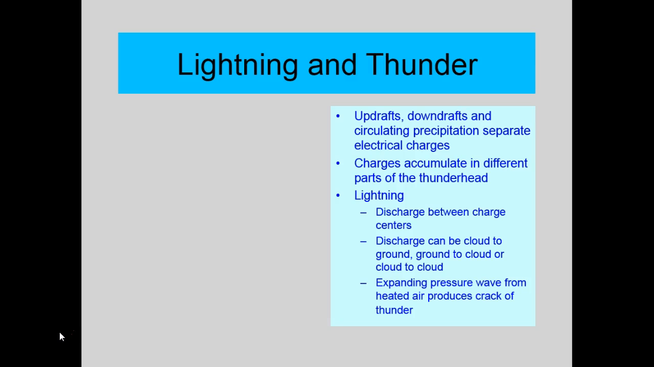So the updraft, downdraft, circulating precipitation separate the electrical charges. I didn't know it was on the slide here. The charges accumulate in different parts of the thunderhead. And then if you have a big enough potential difference build up, suddenly the air can't support it anymore, and you have a discharge of lightning between the charge centers. Positives going to negatives, or negatives going to positives. The discharge, okay, now get this.